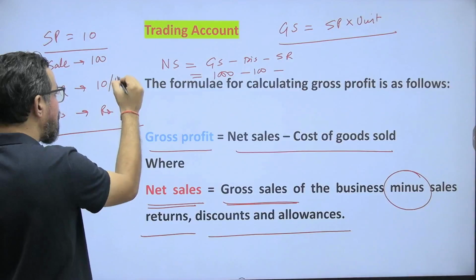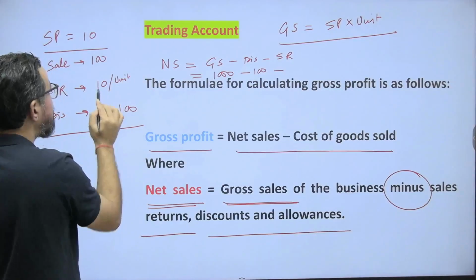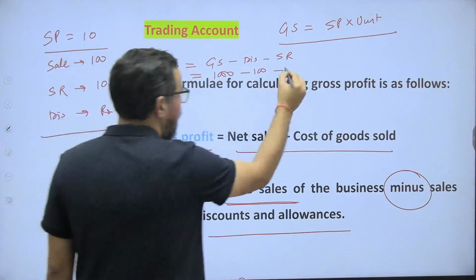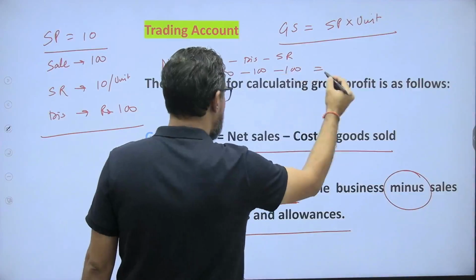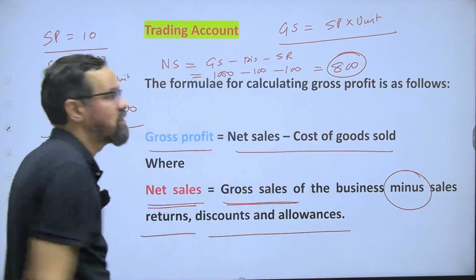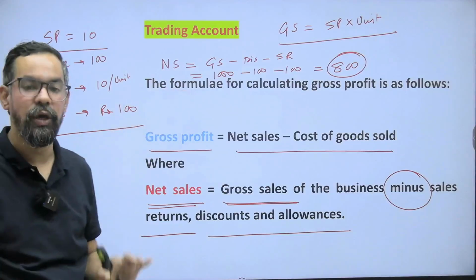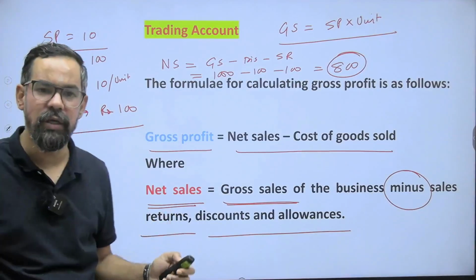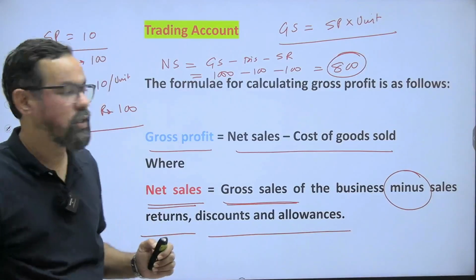Okay, let's say these are in units. 10 units, so 10 into 10, 100, again 100. So what will be your correct answer? 800 is your net sales. So your net sales in this particular case is how much? 800. So this is the very basic formula which you have to understand, right?